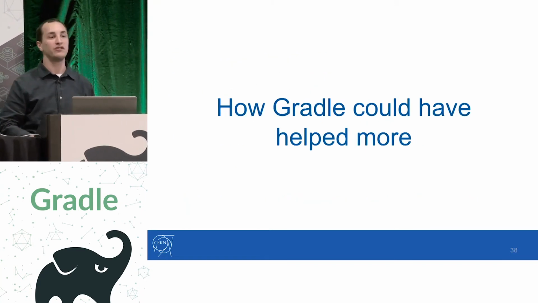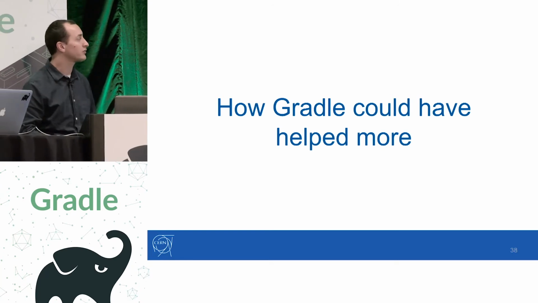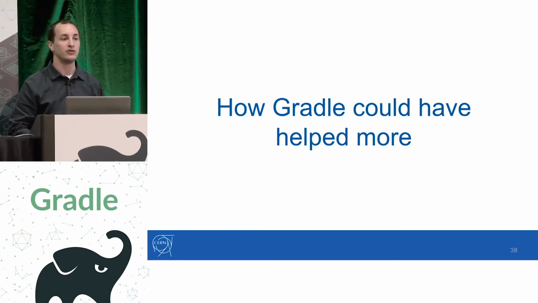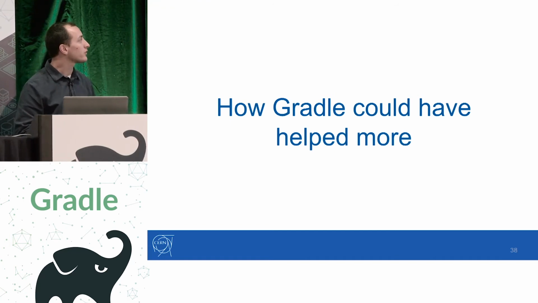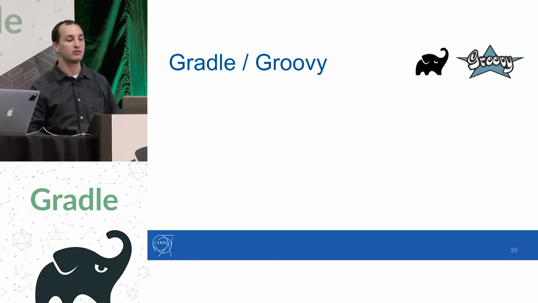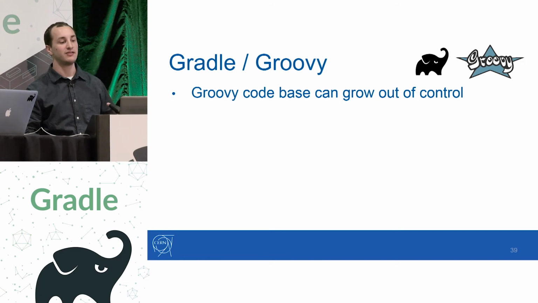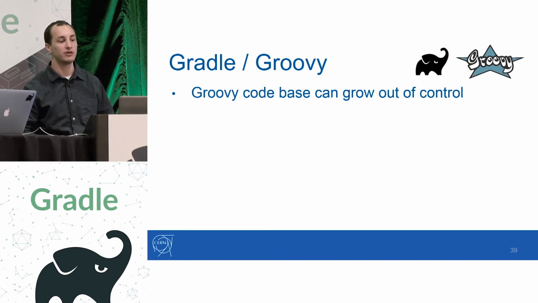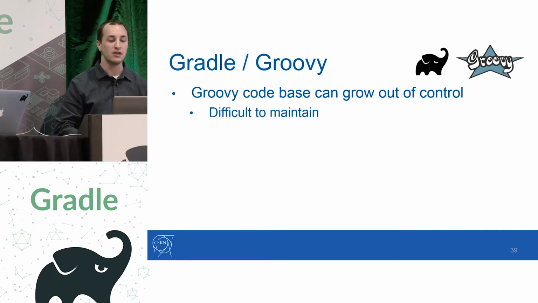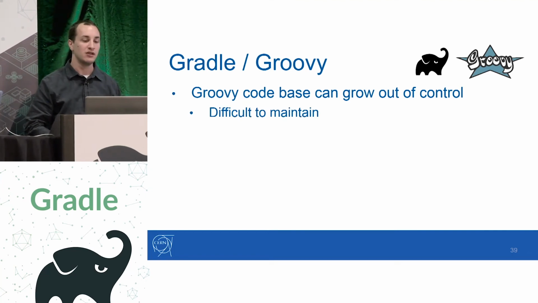But of course, there were a couple of bumps that we hit along the road, and you might want to avoid these or know that there are other solutions. So we found a problem with how Gradle and Groovy work. Basically, the problem we hit is that the Groovy codebase, the Gradle DSL, can grow out of control once you start going into the real complexity of your build system. It becomes difficult to maintain.